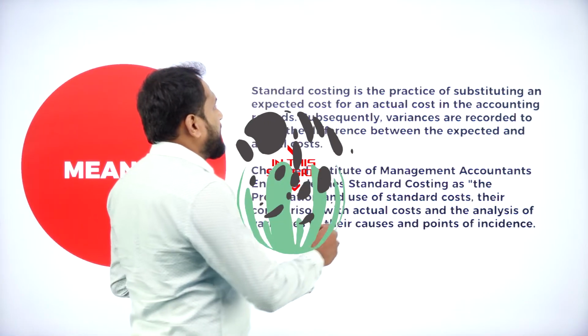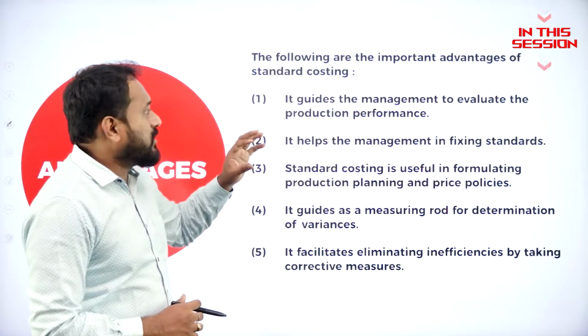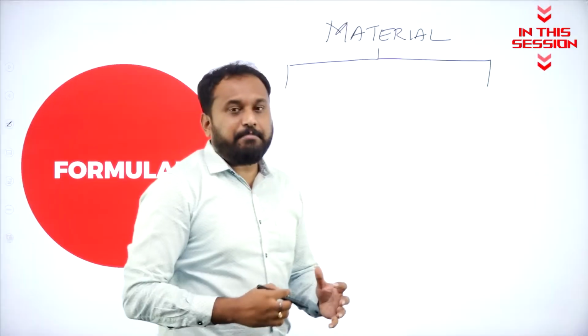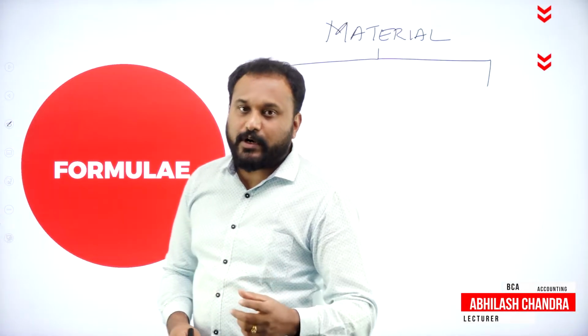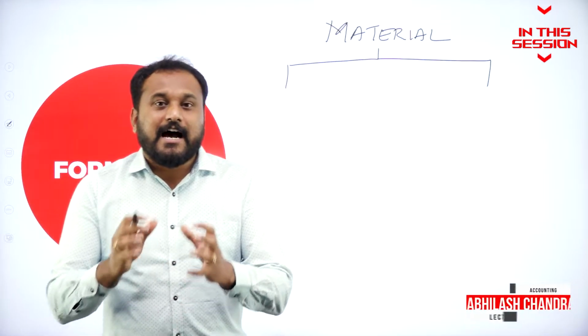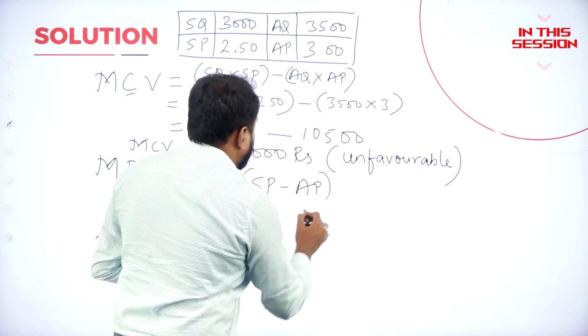Standard costing is the practice. Standard costing is what? It's a practice. Firstly, we need to know that the standard costing will guide you. See, material can only be calculated on two bases. One is quantity basis, another is the price basis. What will come first? That is standard price minus actual price.